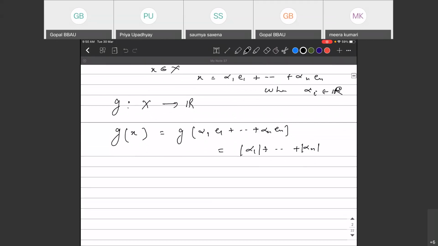Do you all agree that this is a norm? Is this a norm? Yes sir. Okay, so you have already seen that this is true for every norm. So since G is a norm, therefore G of X1 plus X2 is less than or equal to G of X1 plus G of X2.